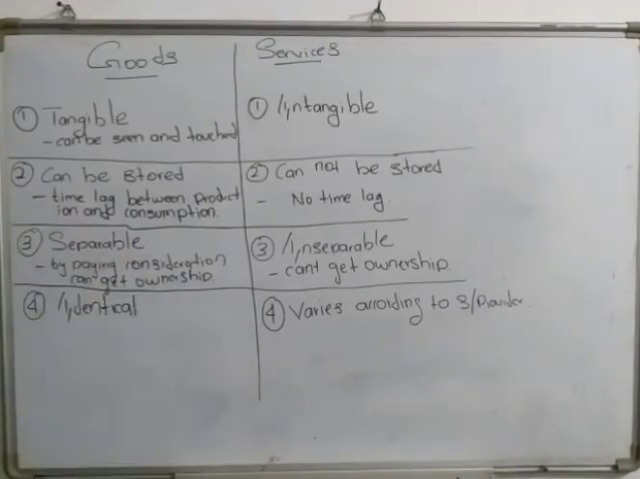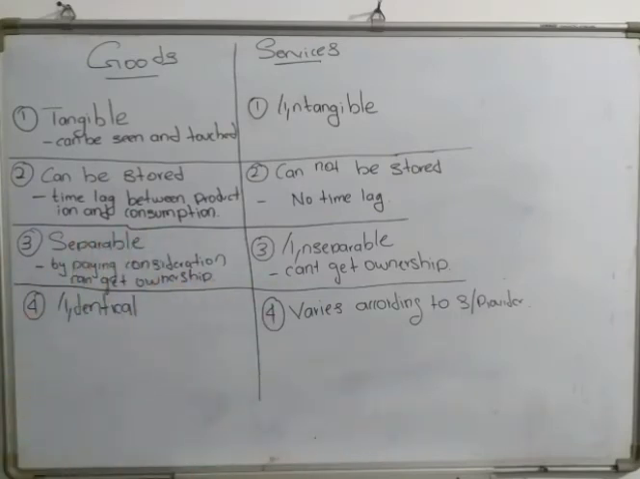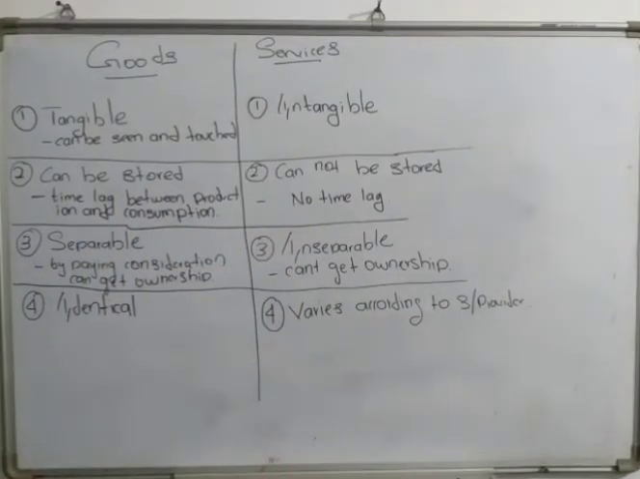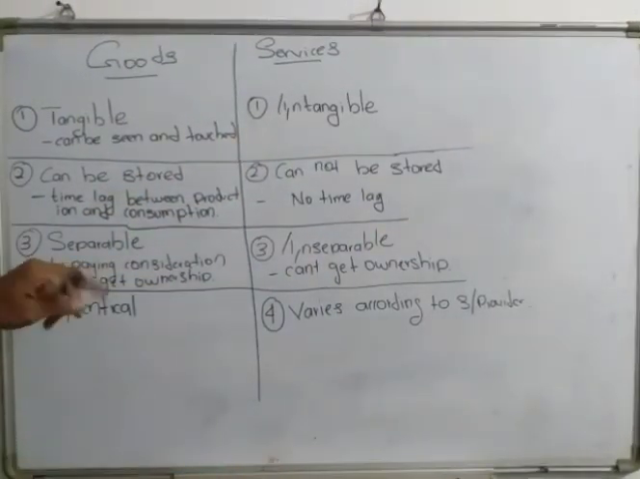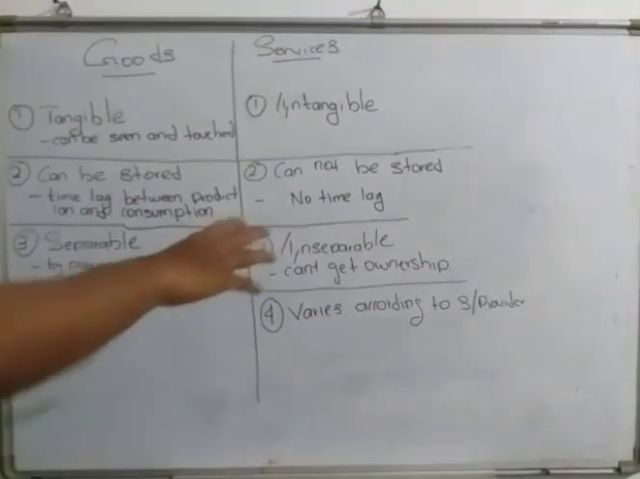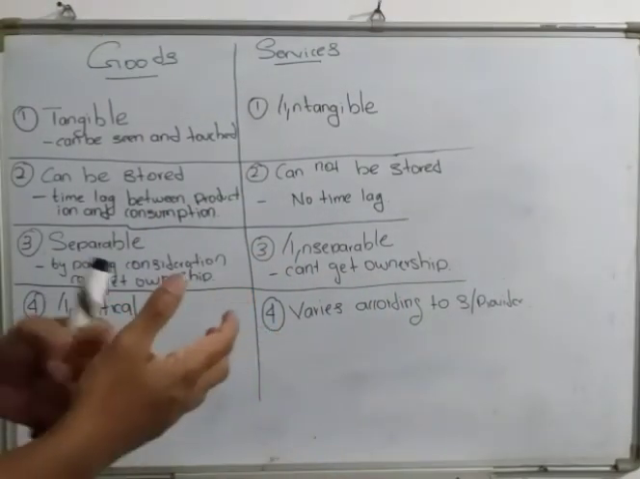Services are inseparable. By paying a consideration, you can't get the ownership. By paying a fee, you can't get ownership of the doctor. You can only consume his services, but you can't get ownership of the doctor or the teacher. Services are inseparable. You can separate goods from the producer, but you can't separate the service from the producer. You can't separate the teaching service from the teacher.